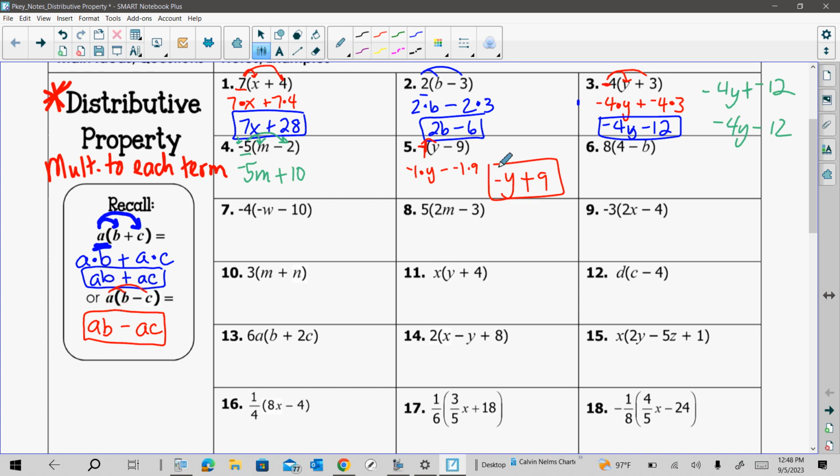Okay. All right. So use your mental math. What's our answer to 6? 32 minus 8. Yeah, 32 minus AB. We're done. Okay. It's when we have signs.